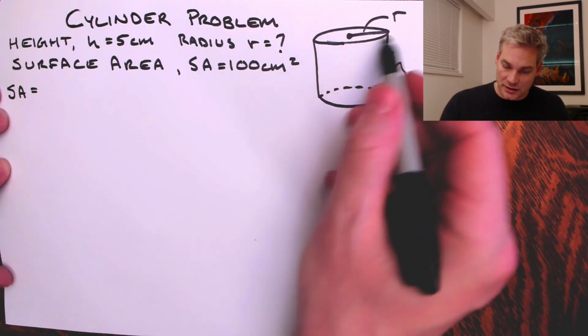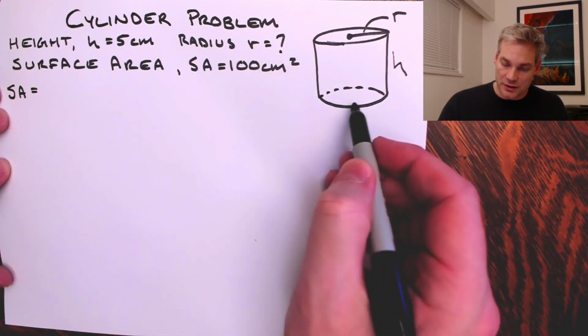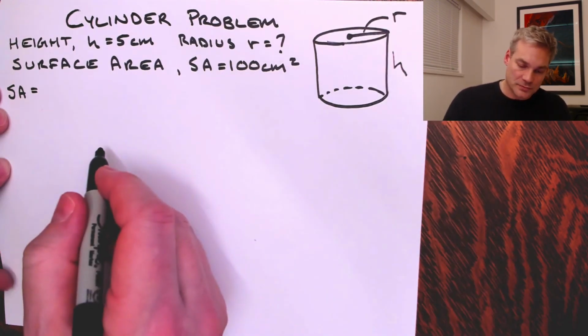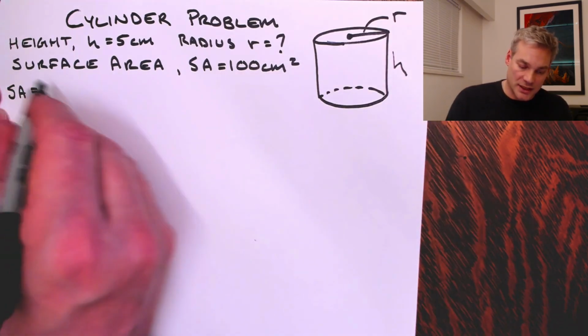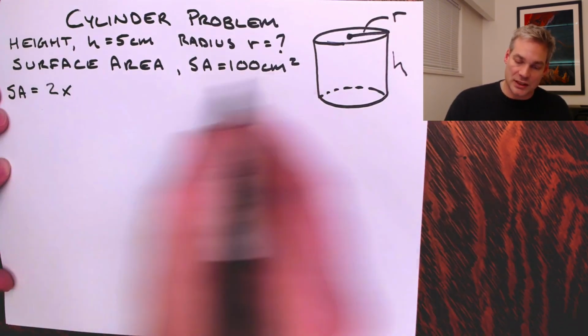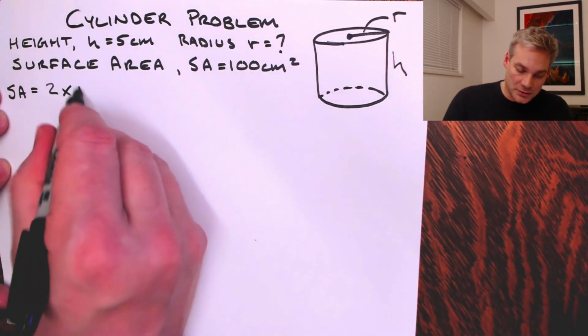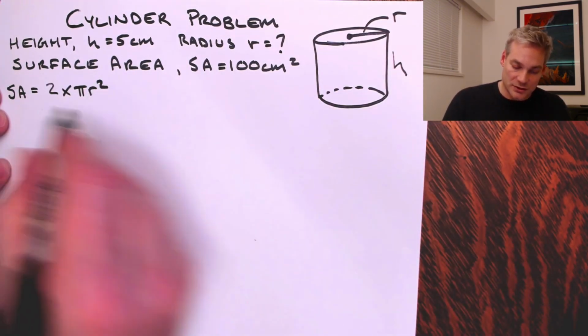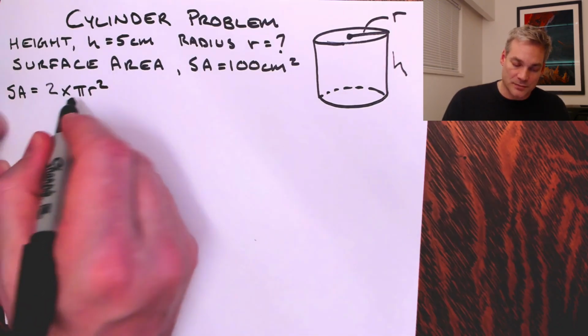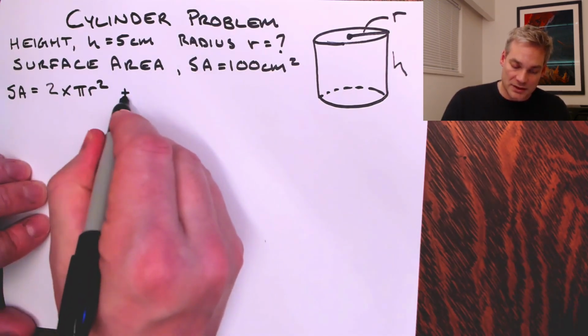But that's just the top plus the bottom and the side. Well, the top and the bottom are the same, so that's 2 times, and the equation for the top is just the area of a circle, which is pi r squared. So that is the top and the bottom. Now we have the side.